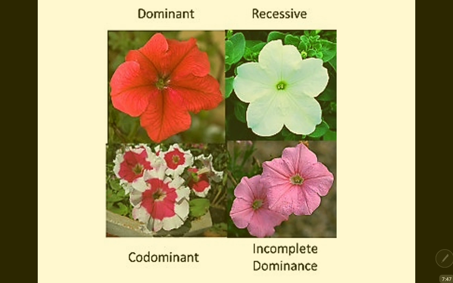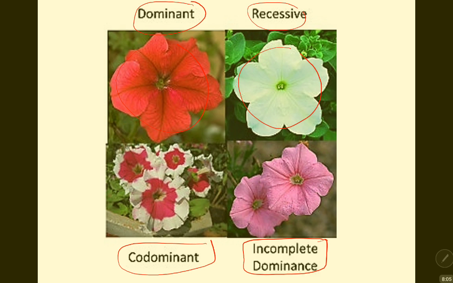Okay, so now this is the difference between codominant and incomplete dominant. So if the flower is dominant for red flower, then they will show the red color. If recessive is white flower, then they show the white flower. This is the normal monohybrid cross.